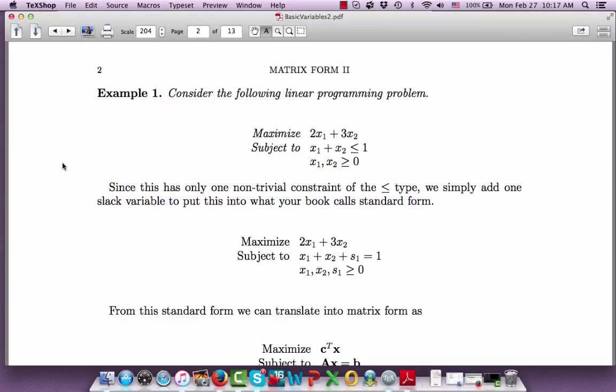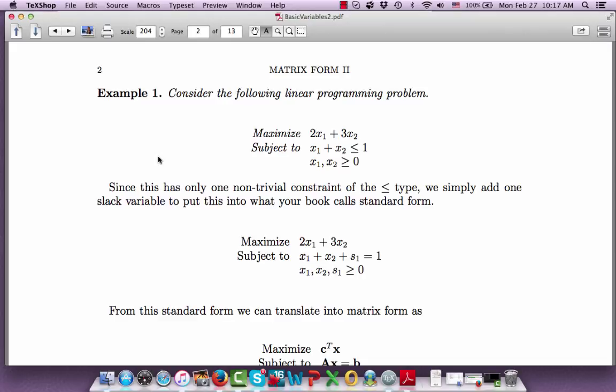The problem is, in order to do this, we have to consider only the simplest of problems. In this case, we're looking at this example where we have a two-variable problem which only has one non-trivial constraint. And so we will add only one variable, which will put our two-variable problem into a three-variable problem. Since we can't see beyond 3 dimensions, this is as good as it gets for seeing what's happening. But this is what's happening in all problems.